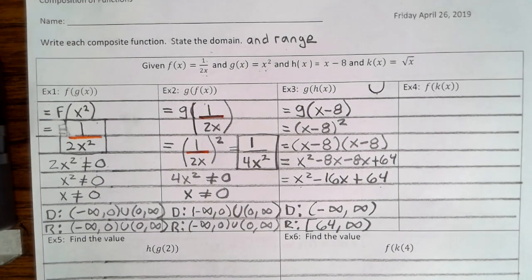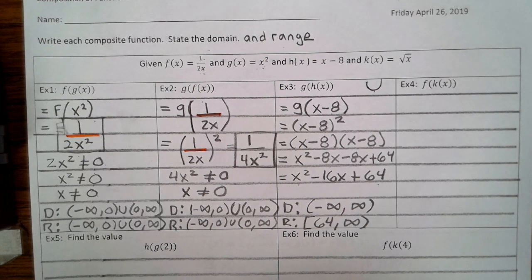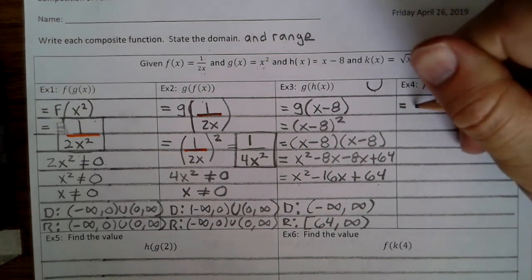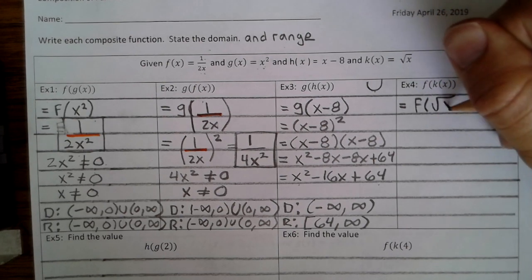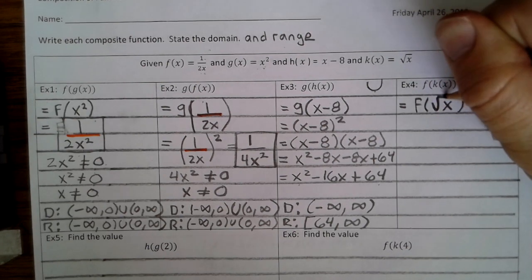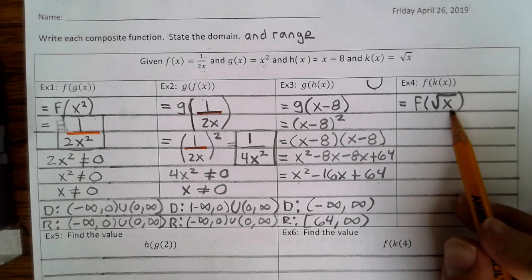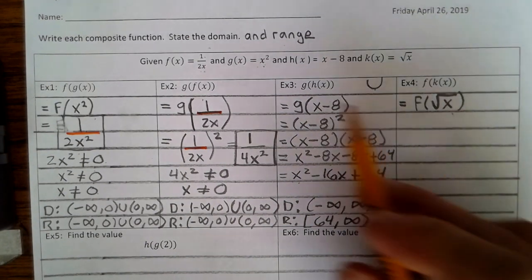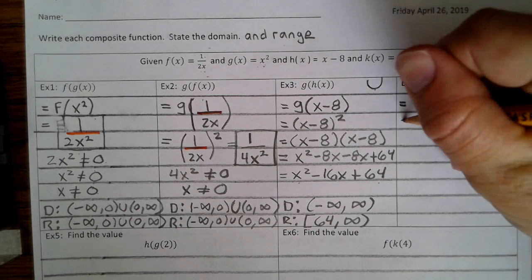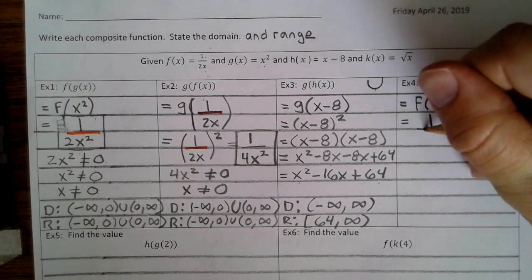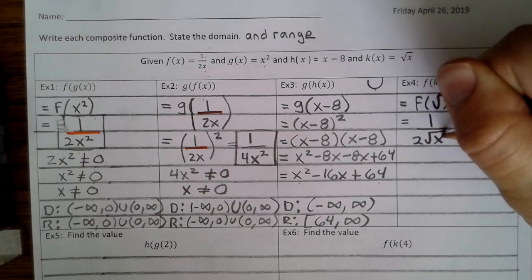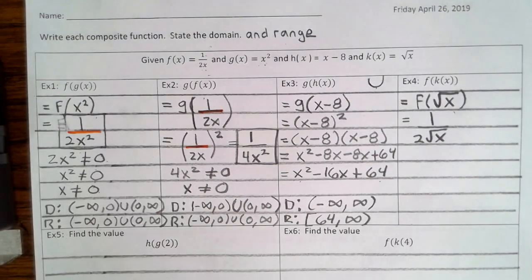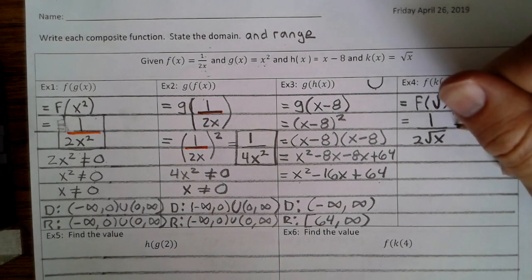So that's f of k of x. So k of x is the square root of x. So you're substituting the square root of x into f of x. So that's 1 divided by 2 times the square root of x. Okay, now we need to rewrite that as 1 divided by 2 times x to the 1/2.